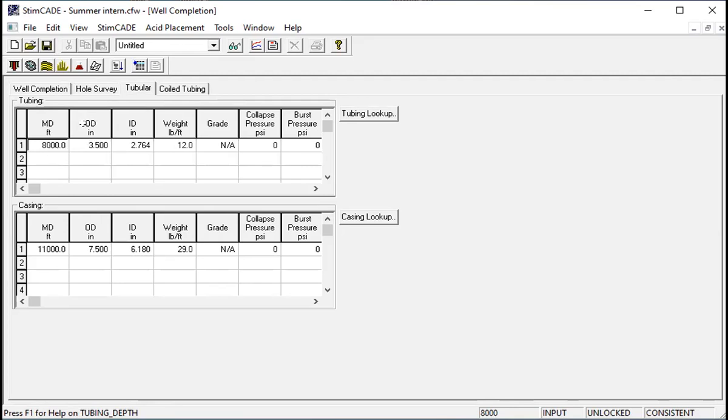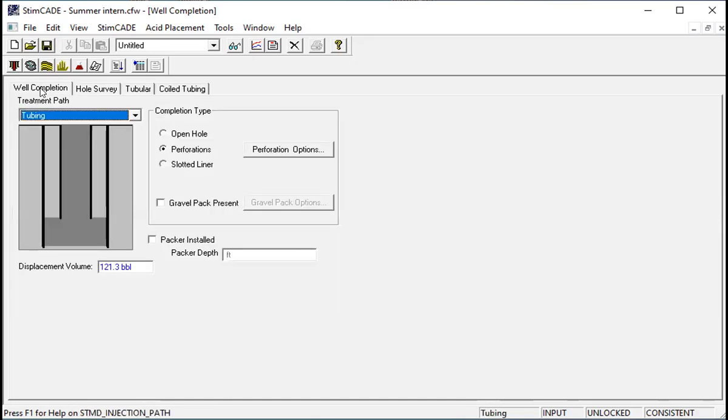Then we have the inner diameter of the tubing, and then we have the outer diameter and the inner diameter. Then we have the weight of the tubing. If you know the collapse pressure, you can put that. If you know the burst pressure, you can put that, because all of this pressure will go a long way. But since we don't have these parameters, it's okay like that. For casing, the casing will run right down to about 11,000 feet. That's the depth of the well. That's the outer diameter, inner diameter, and that is our weight.